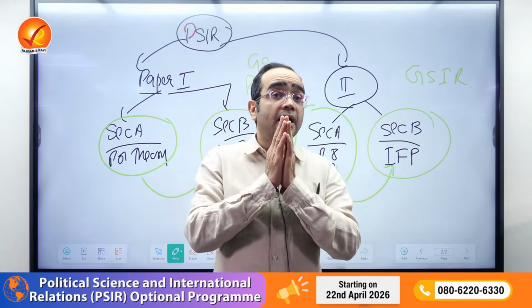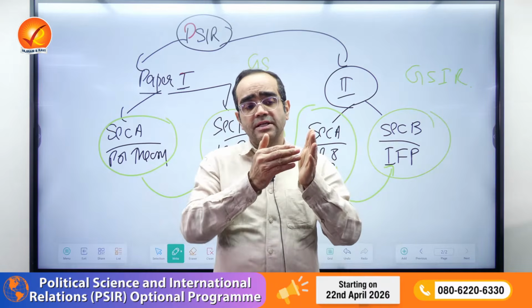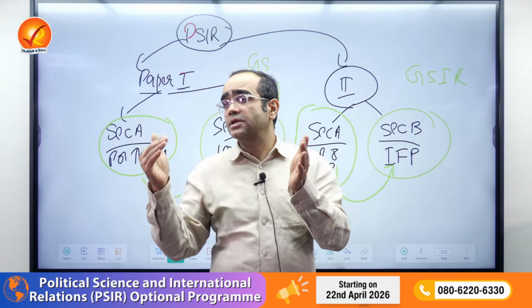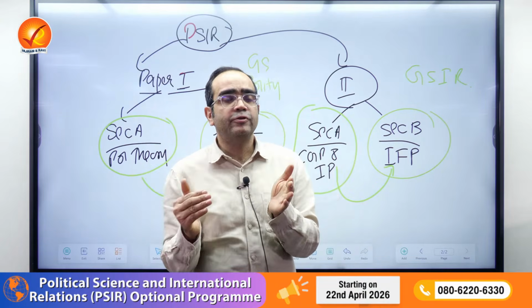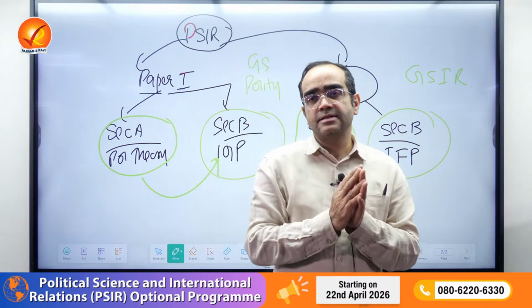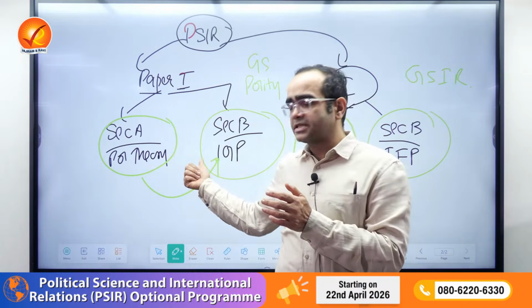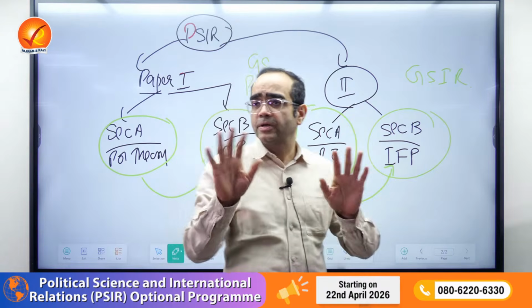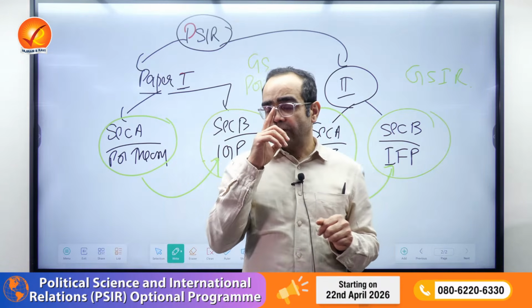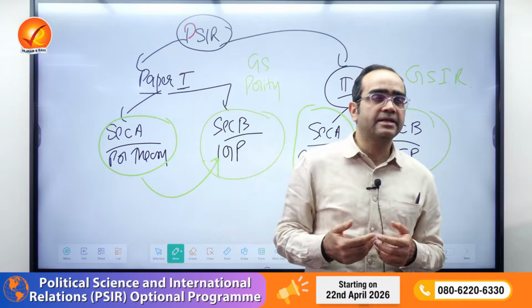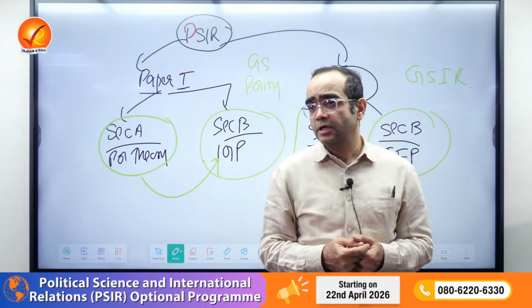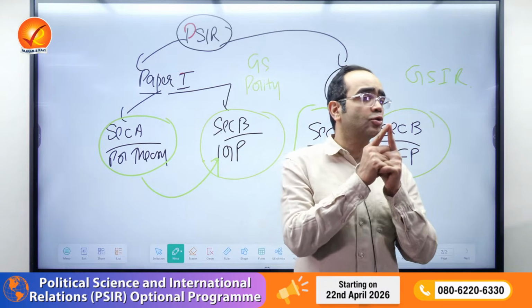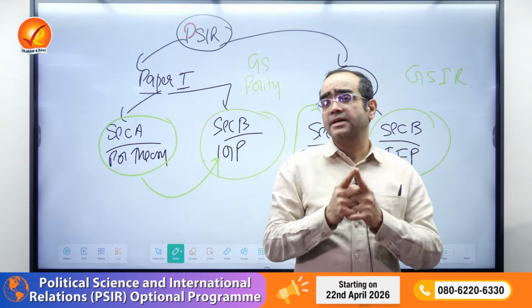And this is how a GS answer is differentiated from an optional answer. And if you are writing a GS answer in Section B of Paper 1 and Section B of Paper 2, you will not be getting marks. So the point is that this familiarity makes some students overconfident also. But every optional has its own demand and you have to satisfy that demand.